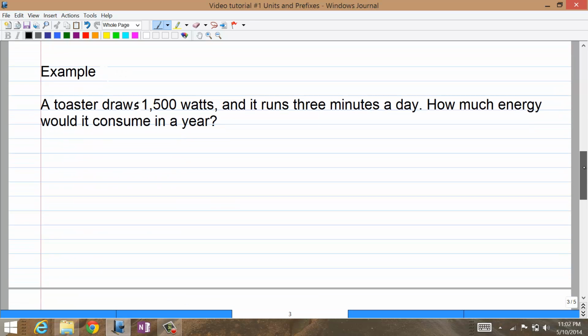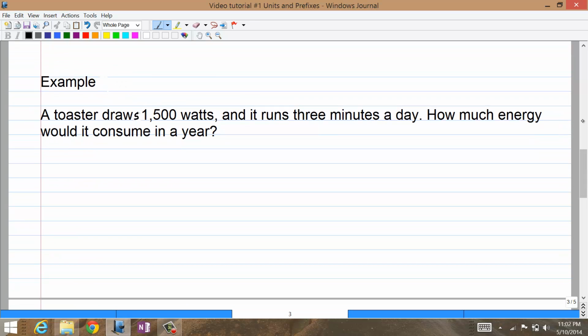You have a toaster that draws 1500 watts and it runs 3 minutes a day. We want to know how much energy it will consume in a year. So first, we have the power. It's given as 1500 watts. We have the time that it is on, and it is on 3 minutes per day, and we need to know how much energy it draws.